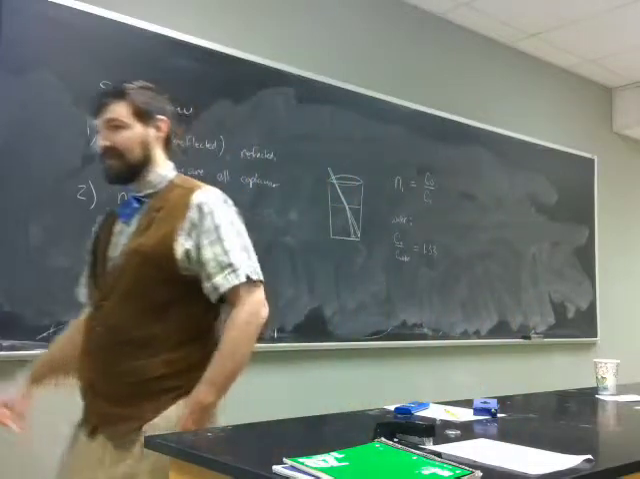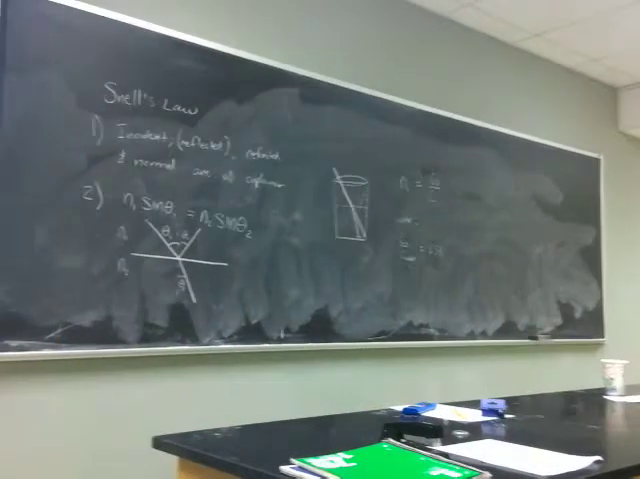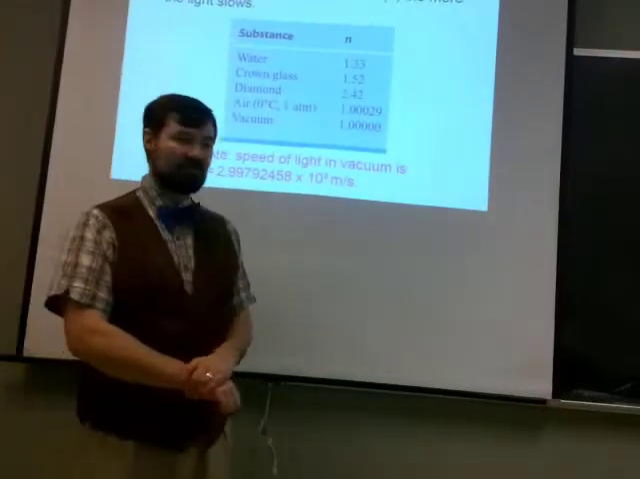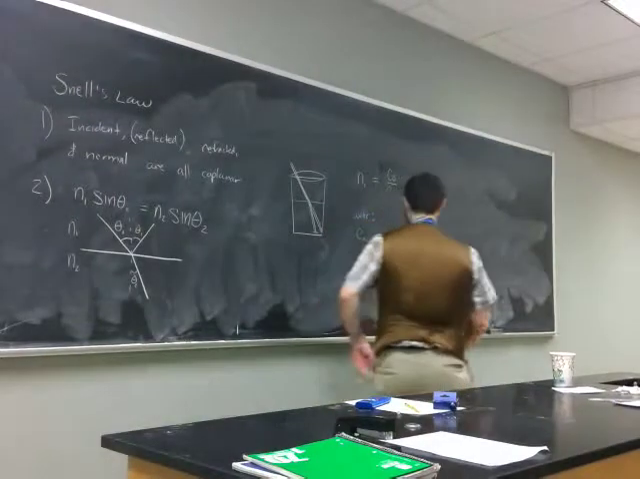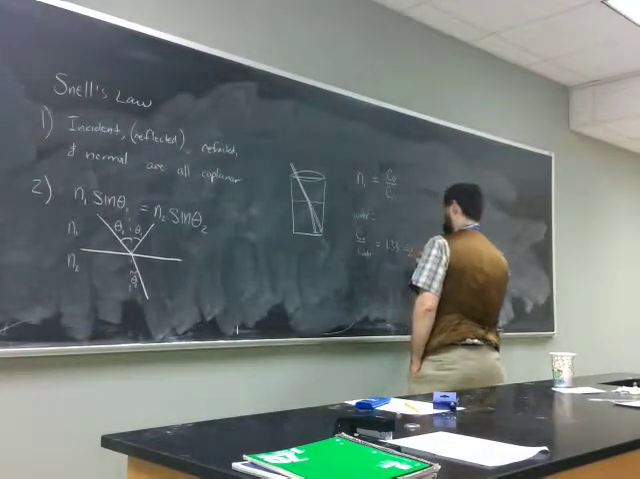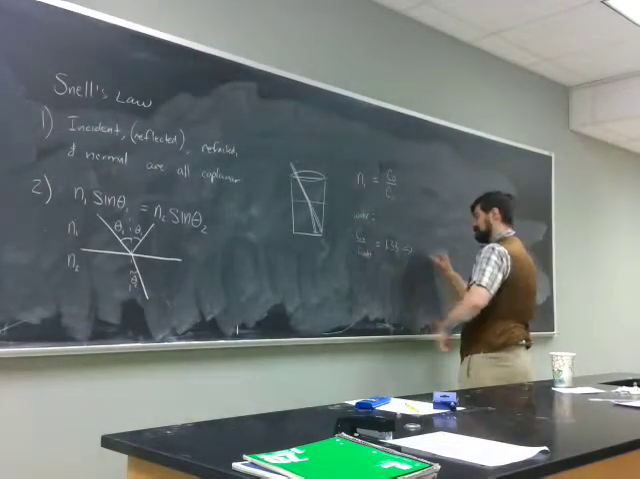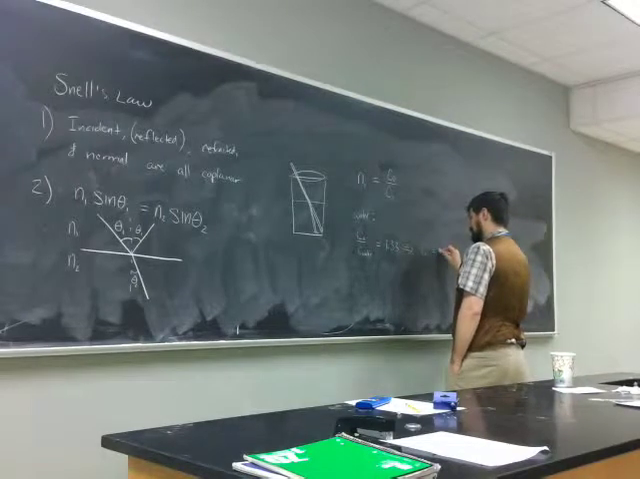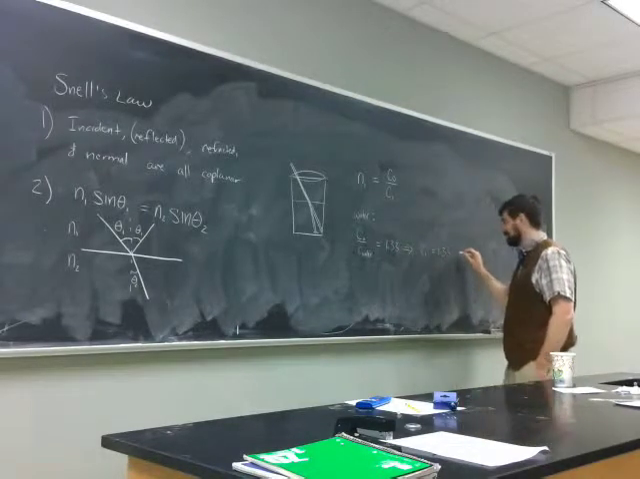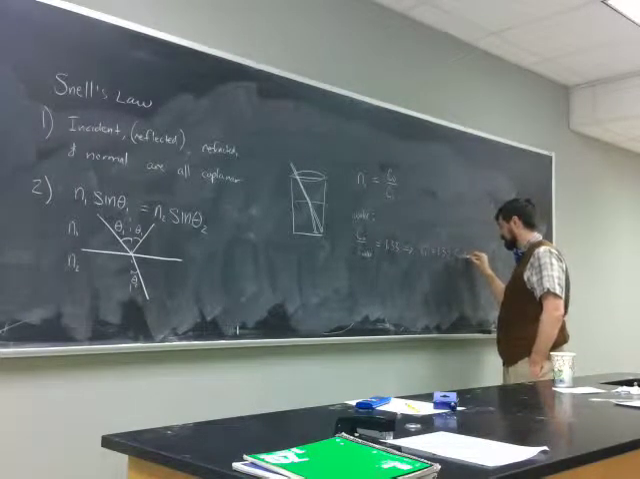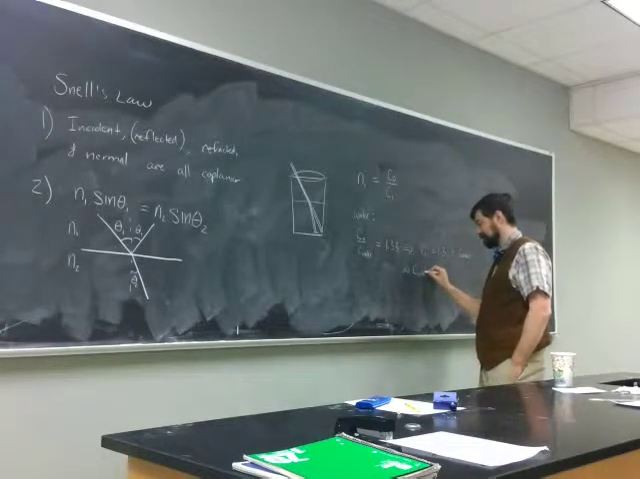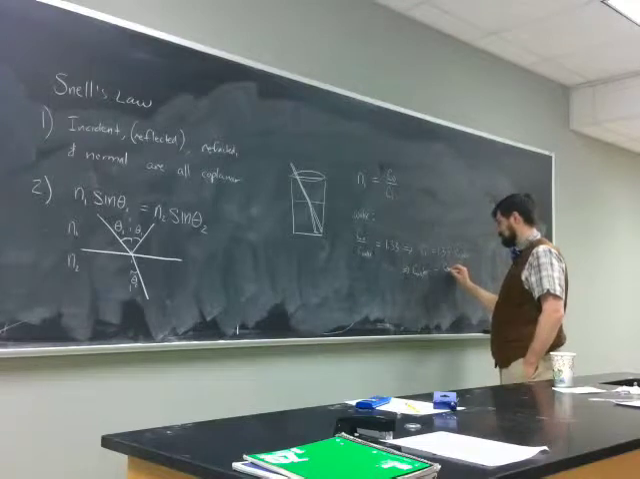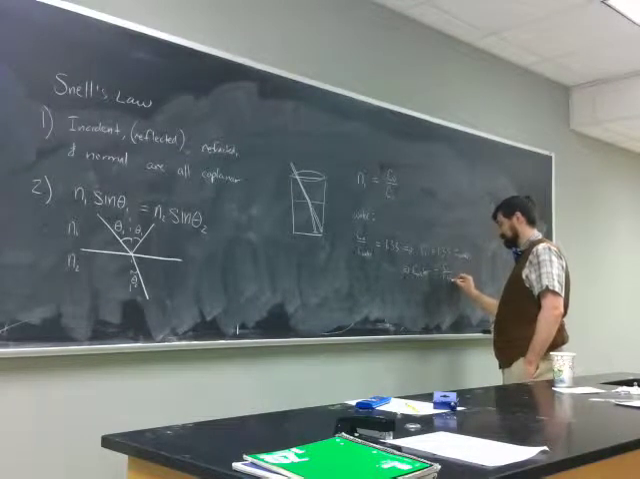Or in other words, if you want to get the speed of light in water, you have to divide the speed of light in vacuum by 1.33. So with this equation, we can multiply both sides by this. You get C naught is 1.33 times C water. And therefore, C for water is C naught divided by 1.33.